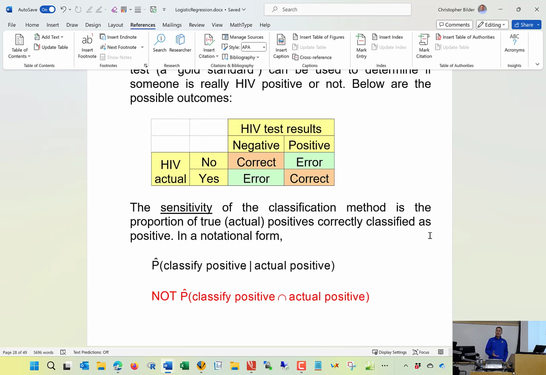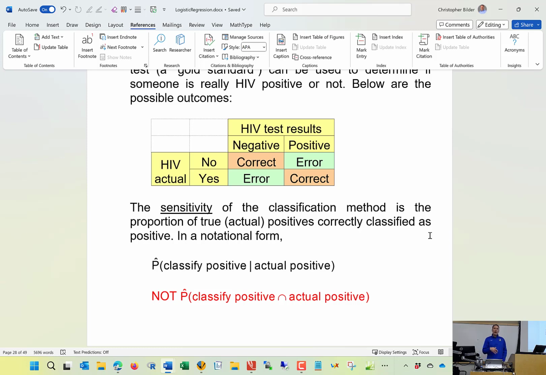And so this new test is tried out, and we could form a contingency table of the corresponding results, where on the rows we have, do they actually have HIV or not? So yes or no. And then we have the new test results, the HIV test, where you would be categorized as either negative or positive. Now we can see in this particular table there are places where we want to be, and places that we don't want to be. We want to have a correct diagnosis. We don't want to have an error in our diagnosis.